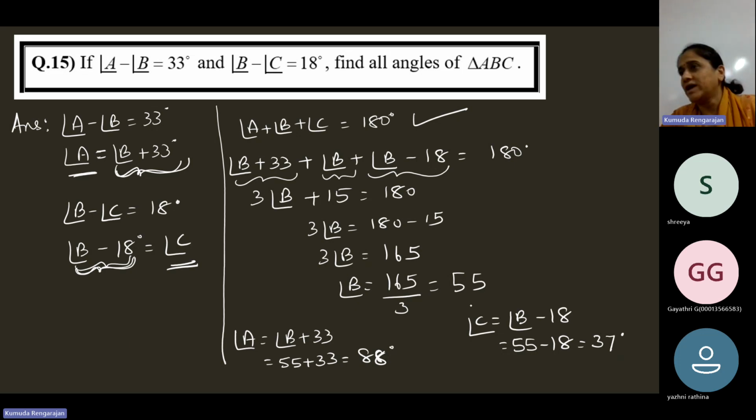Okay, so now we found angle B. Now let's find the remaining angles A and C using these expressions. What is angle A? Angle B plus 33, so 55 plus 33 is 88. And what's angle C? B minus 18, 55 minus 18, which is 37. Right?